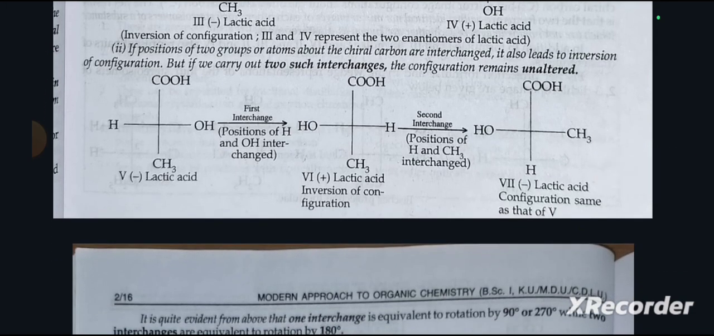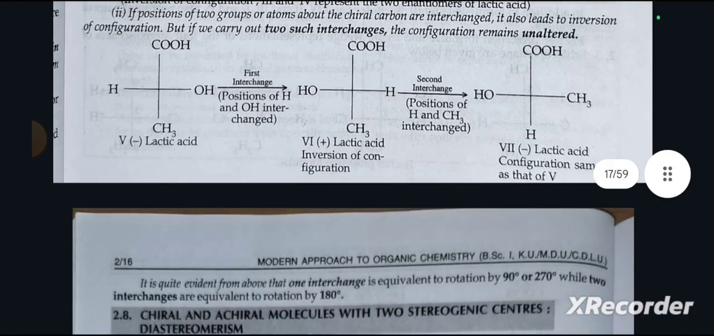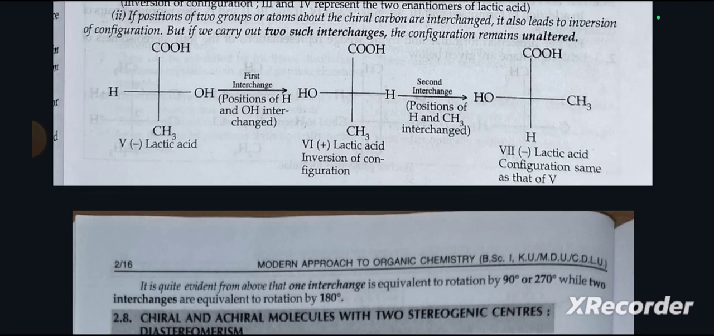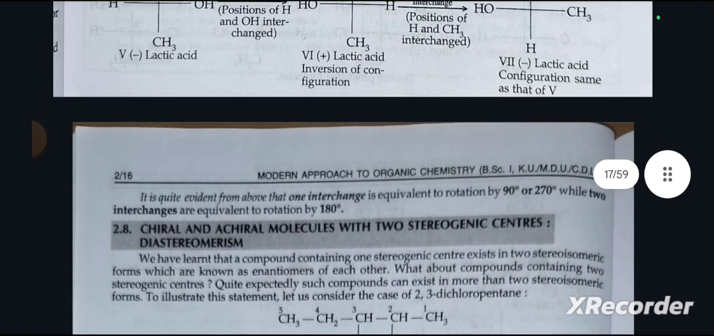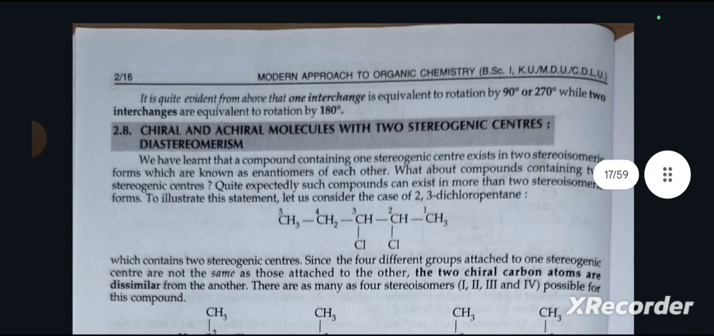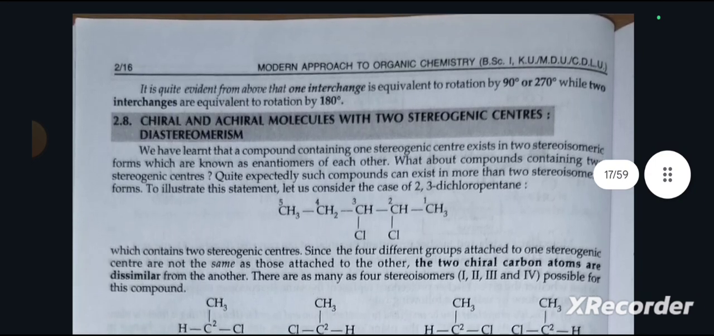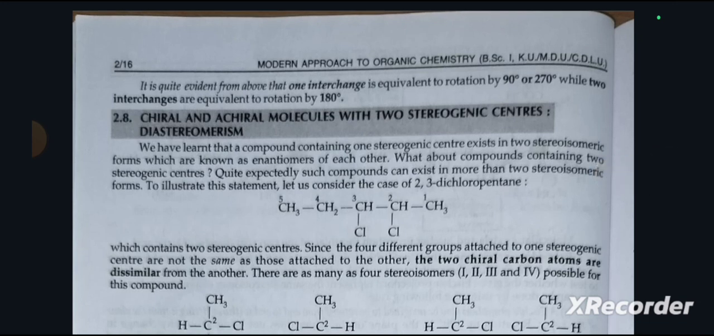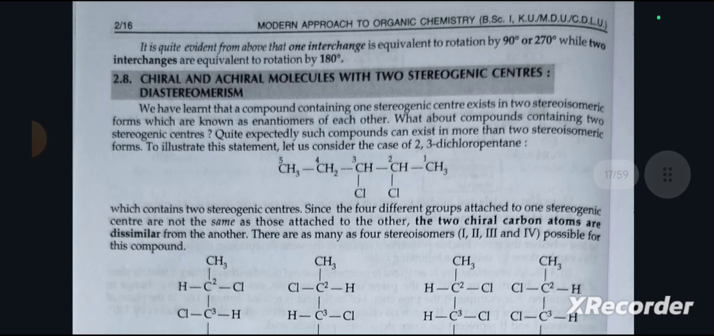Second, if the positions of two groups or atoms about the chiral carbon are interchanged, it also leads to inversion of configuration. But if we carry out two such interchanges, the configuration remains unaltered. Fifth, minus lactic acid. First, the positions of H and OH are interchanged. Sixth, plus lactic acid, inversion of configuration. Second, the positions of H and CH3 are interchanged. Seventh, minus lactic acid, configuration same as that of fifth. It is quite evident from above that one interchange is equivalent to rotation by 90 or 270 degrees, while two interchanges are equivalent to rotation by 180 degrees.